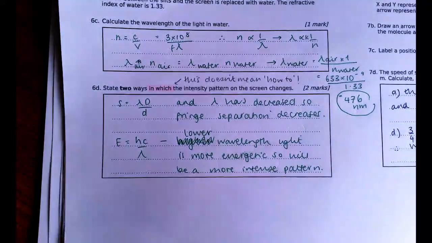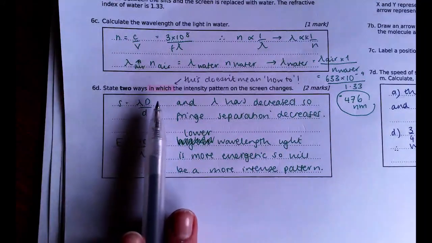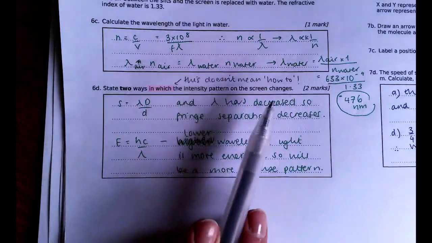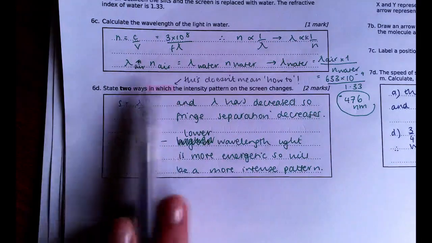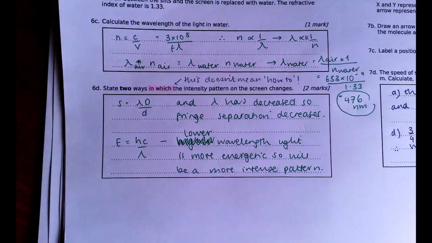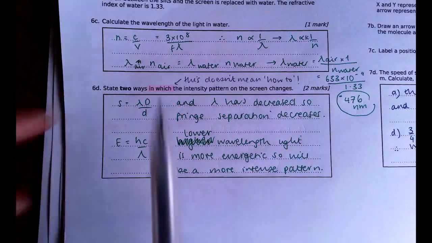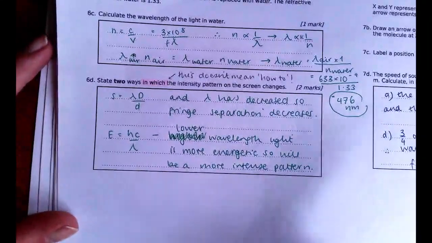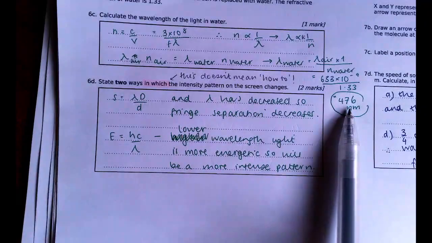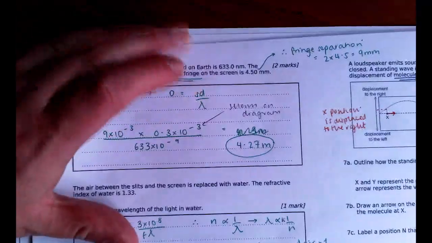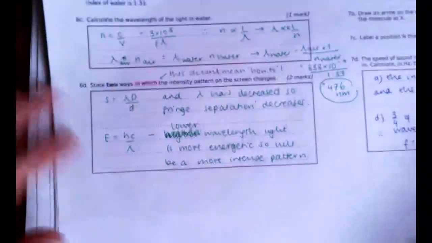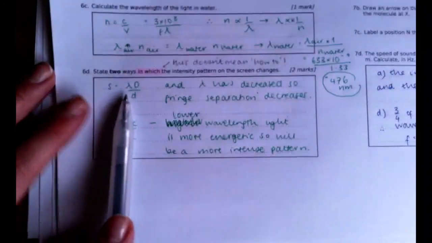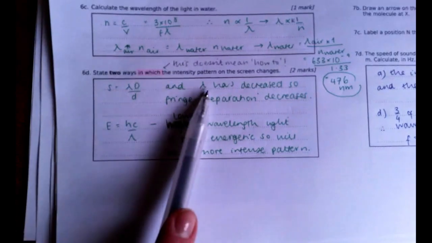Okay, again this question was a bit tricky because you could misread it. State 2 ways in which the intensity pattern on the screen changes. It doesn't say how can you change the intensity pattern in the generic sense. It's asking what will happen to the pattern because we've now got water. So we've just worked out the new wavelength, which is clearly smaller than the original wavelength. And so now we use our equation again and say, all right, well, the wavelength has got smaller, so the fringe separation S must also have got smaller.